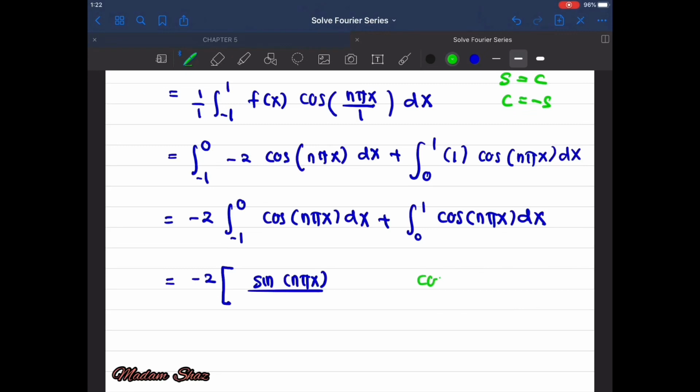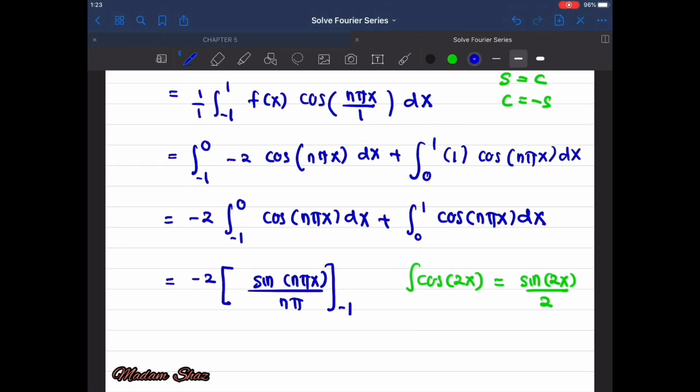So if we have cos 2x, when we integrate cos 2x, this one will become sine 2x divided by 2. So why do we have 2 at the bottom side here? Because we differentiate 2x and then we write it at the bottom side. Differentiating 2x will become 2. So the same concept here, we will differentiate n pi x. Differentiating n pi x will become n pi. So we write n pi at the bottom side.